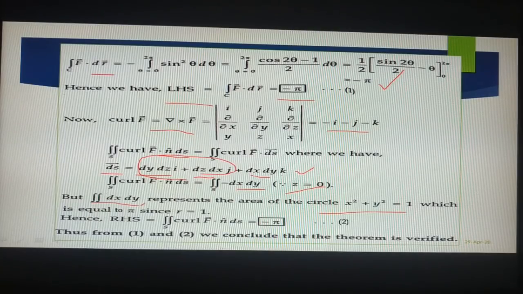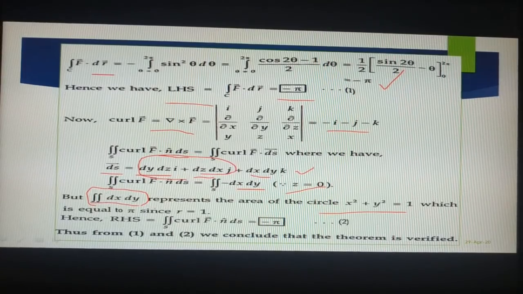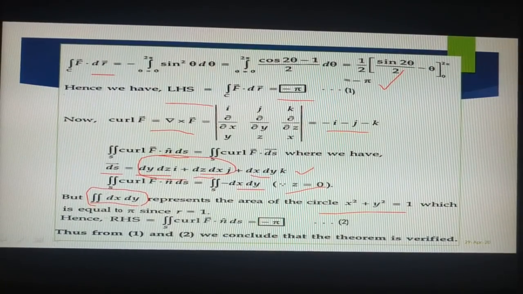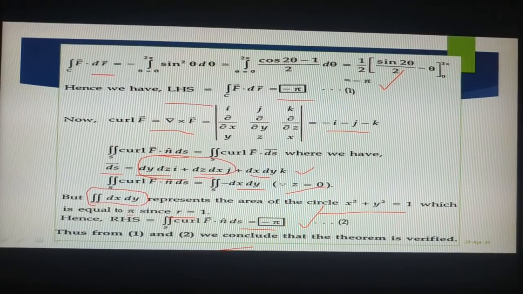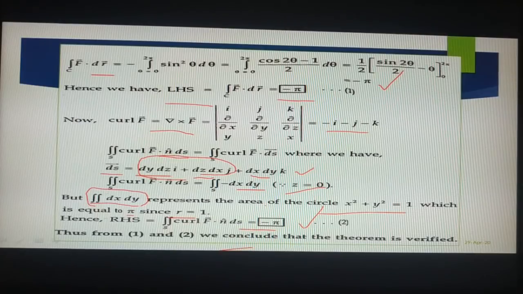Please go back and understand how the double integral of dx dy is equal to the area of the circle here. It represents the area of the circle x square plus y square is equal to 1, which equals pi, since r is equal to 1 here. So anyway, we got minus pi, isn't it? The reason is that minus is there, so we'll get minus pi only. So we can conclude that the theorem is verified. Both LHS and RHS are the same.